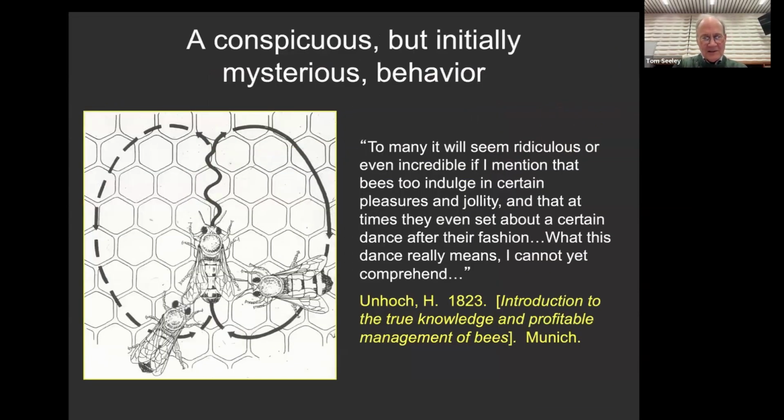Beekeepers had seen this behavior for centuries before Carl von Frisch deciphered it. Here's a quote from back in 1823, basically a century before Carl von Frisch worked on the topic. He wrote this nice description: "To many it will seem ridiculous or even incredible if I mention that bees too indulge in certain pleasures and jollity, and that at times they even set about a certain dance after their fashion. What this dance really means, I cannot yet comprehend." Indeed, nobody comprehended it for about 100 years. And even, as we'll see, Carl von Frisch didn't comprehend it initially.